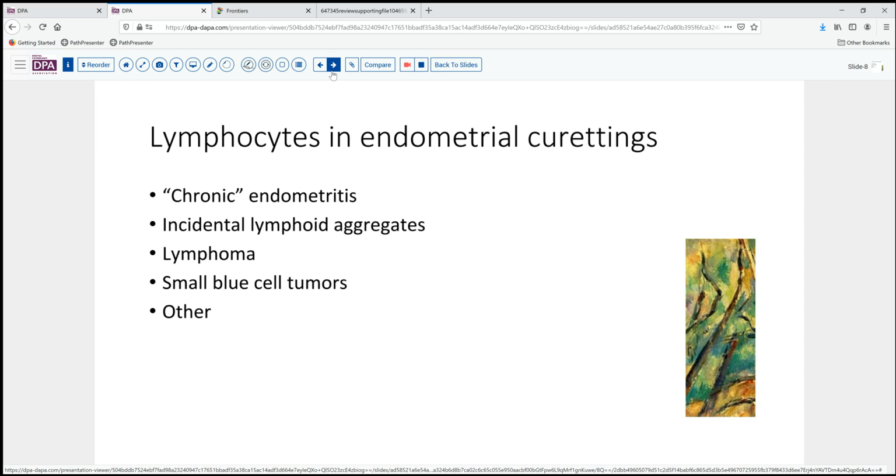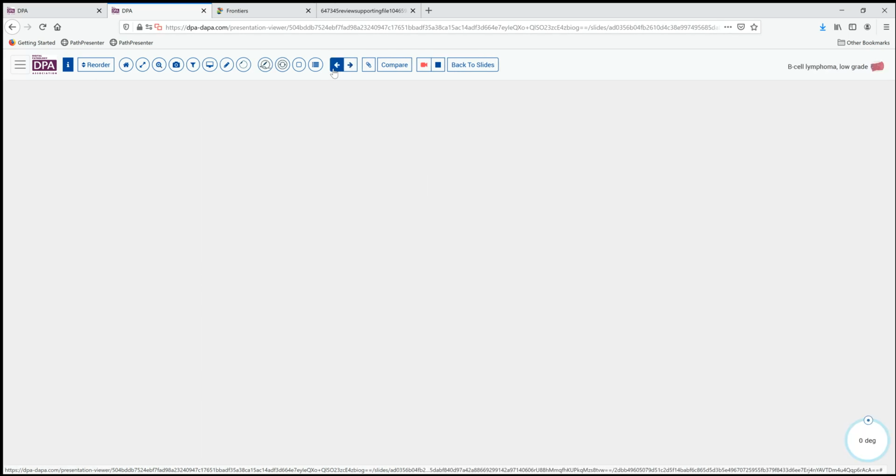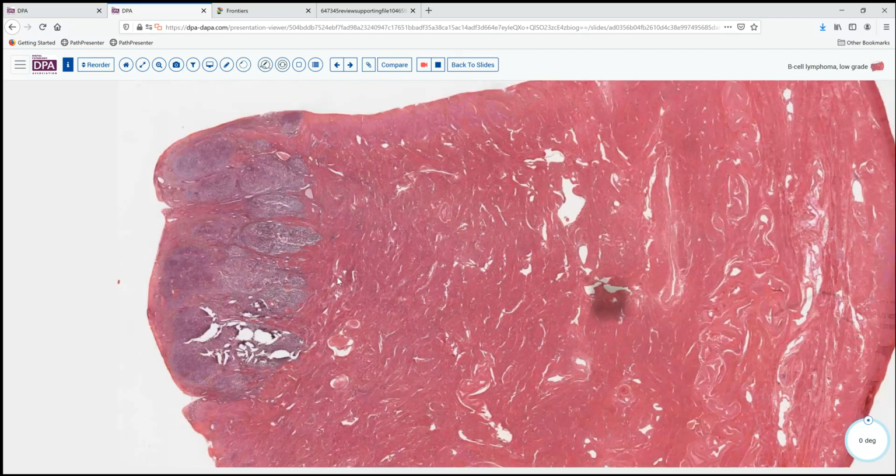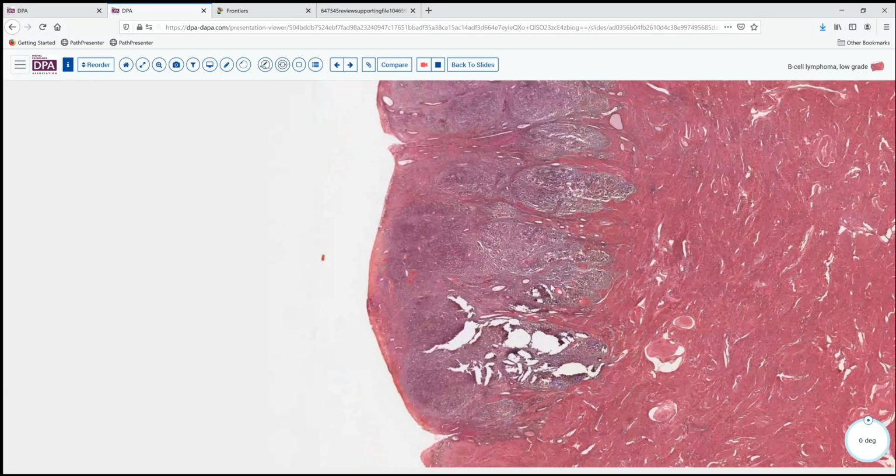Nevertheless, because of her age category and other low risk factors, she underwent a hysterectomy, and we received the hysterectomy specimen. As we can see at low power, we do have something of an infiltrative appearance centered around the endometrium, with no evidence of involvement of the deeper portions of the uterus.